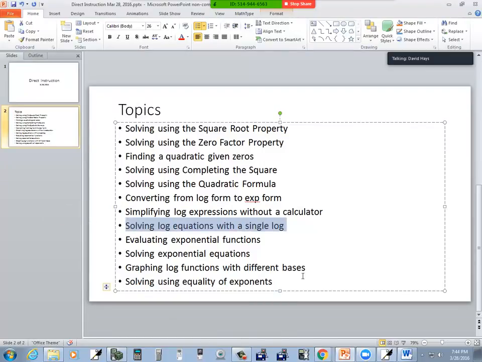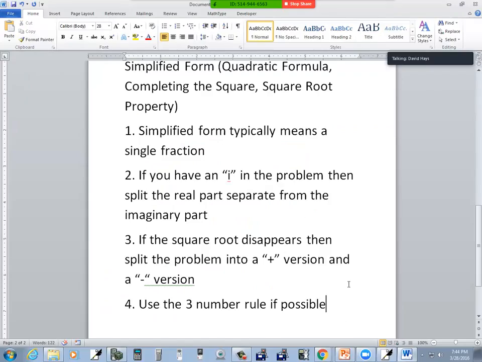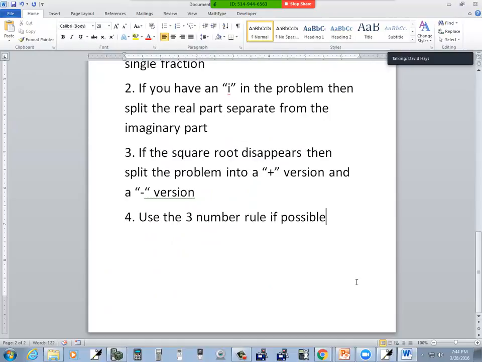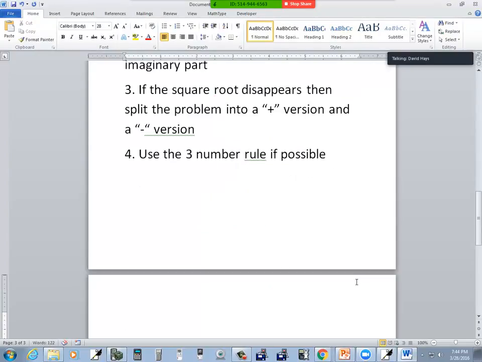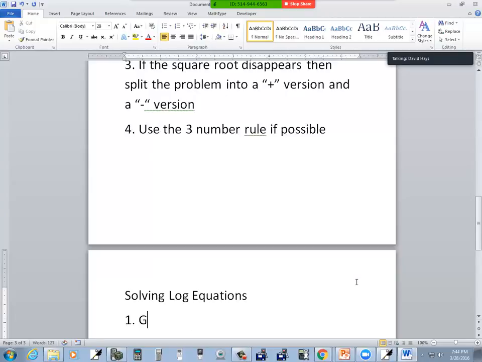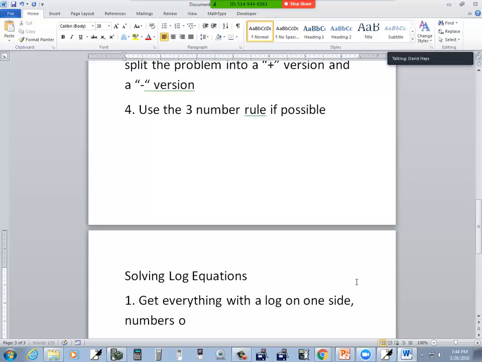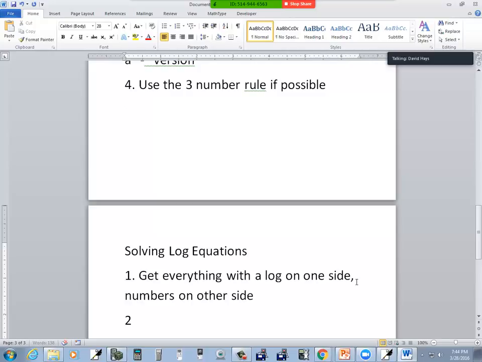Now, the next thing you need to know how to do is solve log equations with a single log. So let's talk about that. I'm going to give you all the steps for solving a log equation, but there's none that are hard enough where you need all these steps. So solving log equations. First step is to get everything with a log on one side, numbers on the other side. When I say numbers, I'm talking about the constant terms.